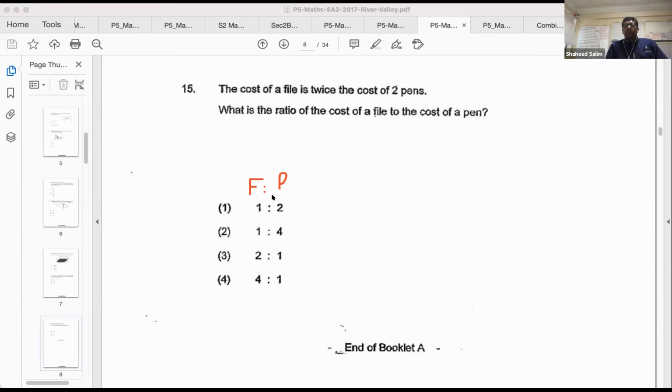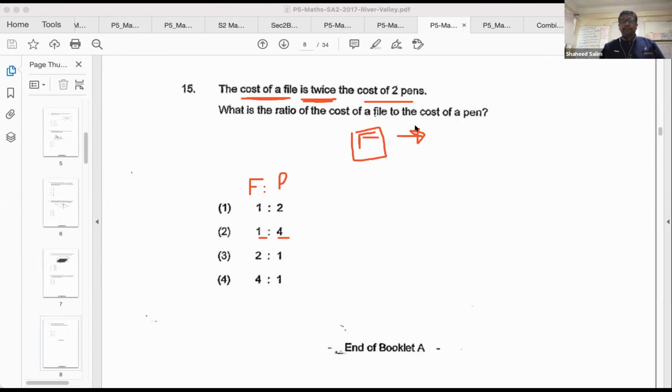Come on. You must read this carefully. This is maths language. Maths language can be tricky. The cost of a file is twice, 2 times, the cost of 2 pens. So are you saying the file is cheaper? Which one is more expensive? This file, this is file.